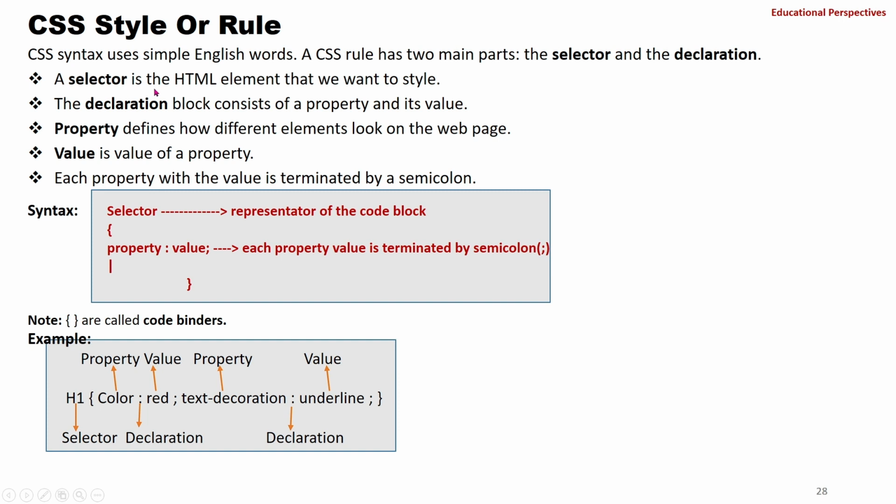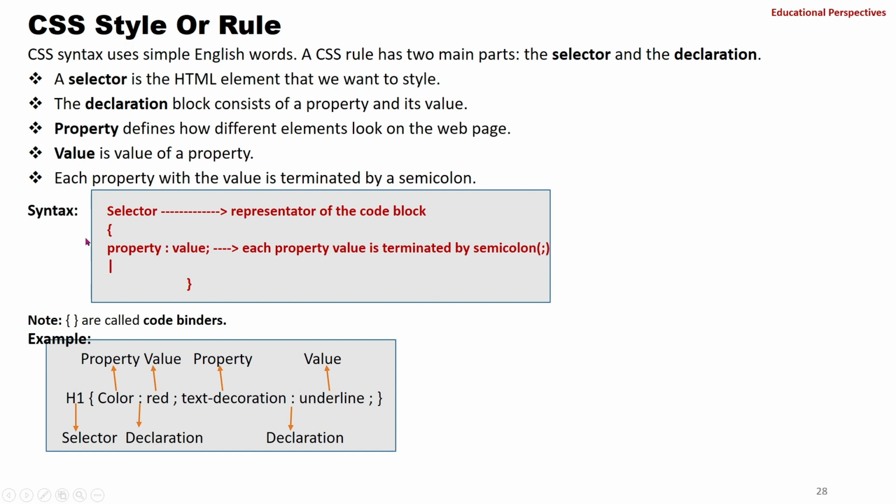A selector is the HTML element that we want to style. HTML element means the tag. The declaration block consists of a property and its value. It means we declare inside the tag that this attribute should have this value. Property and values are written inside the declaration. Property defines how different elements look on the web page, and value is the value of a property. Each property with its value is terminated by a semicolon.